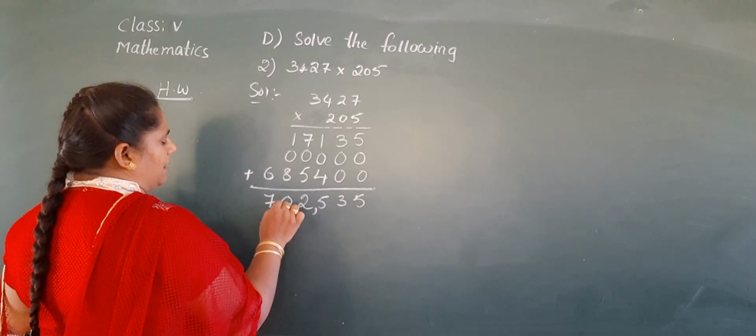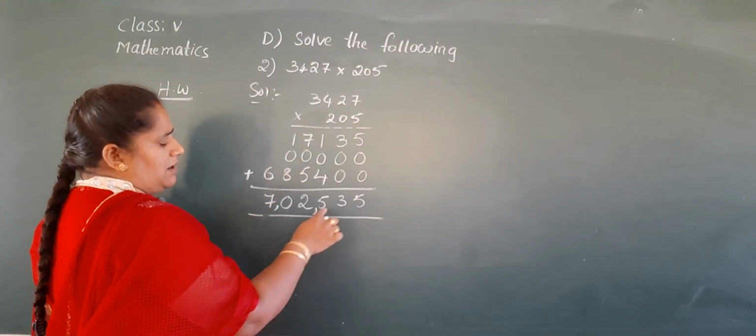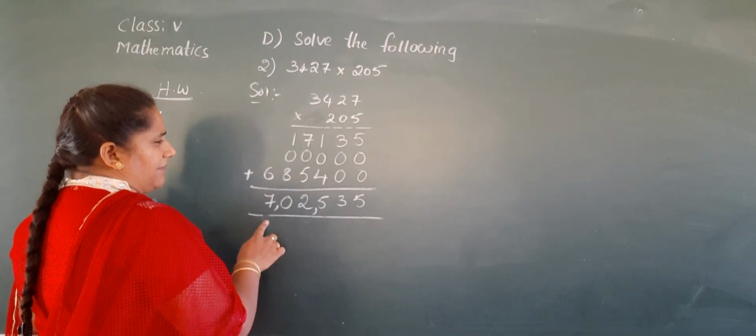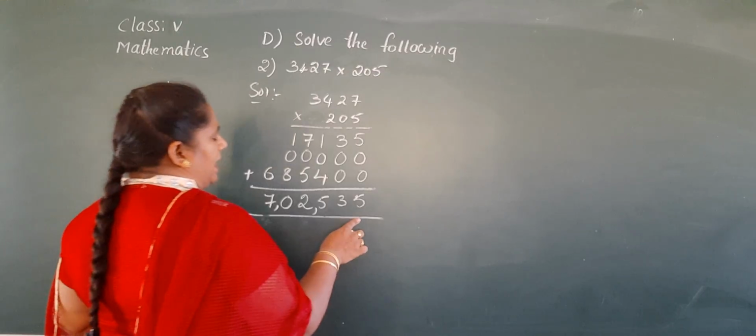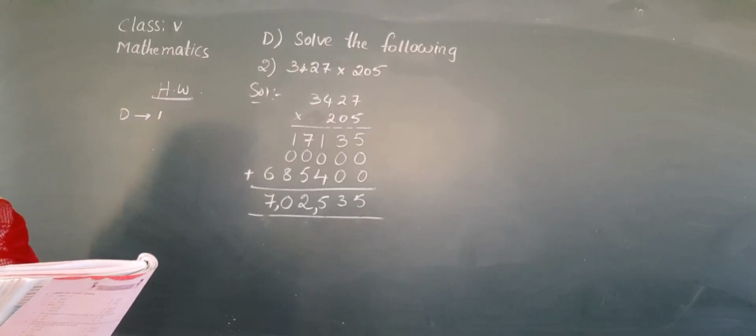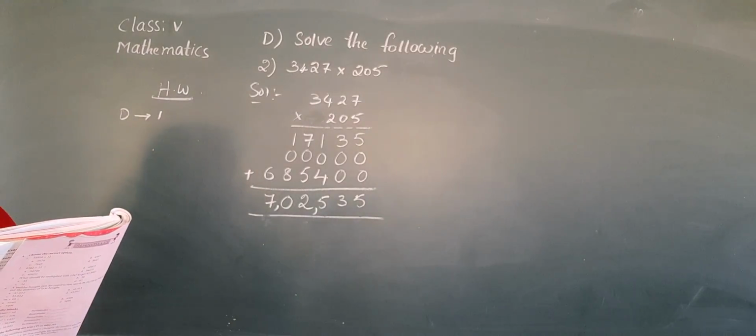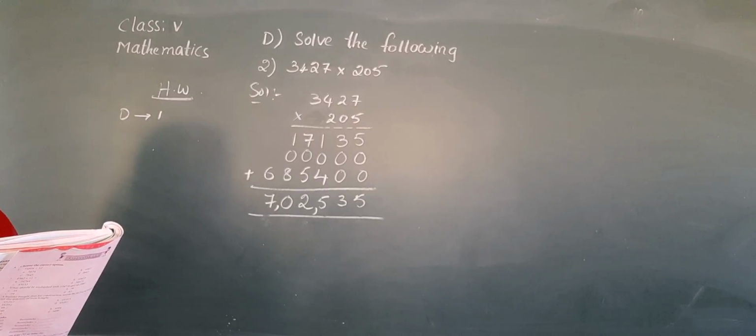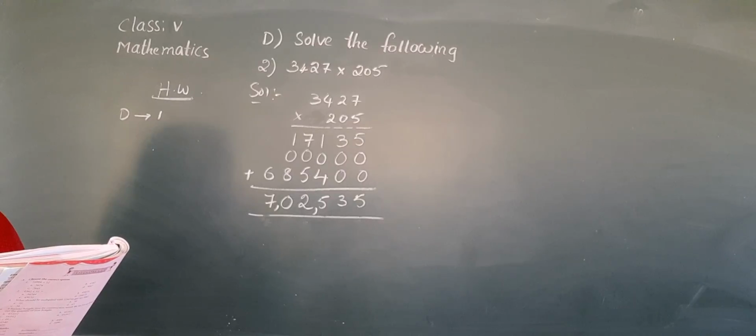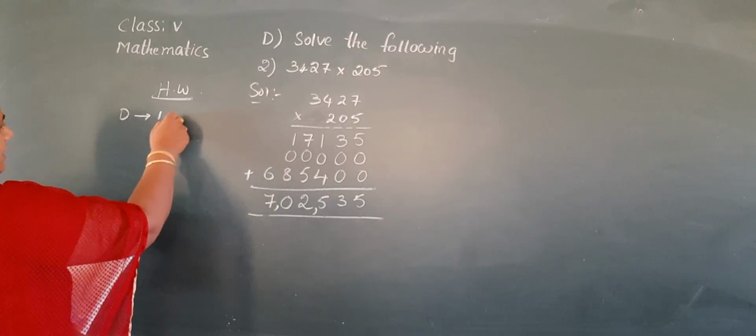3 digits after comma, then after 2 digits. So this number is 7,02,535. What was the product, Nana? 7,02,535. Come on, note down in your classwork. Now you do the third one as homework, Nana.